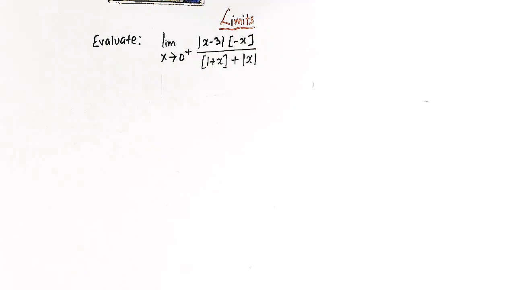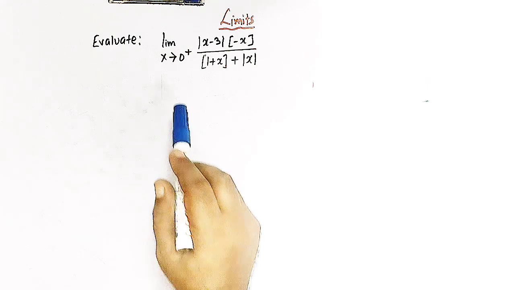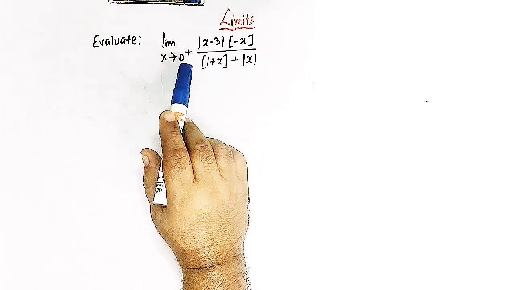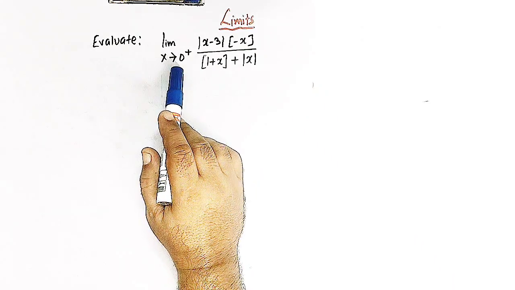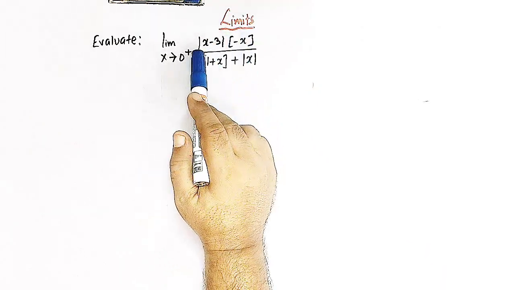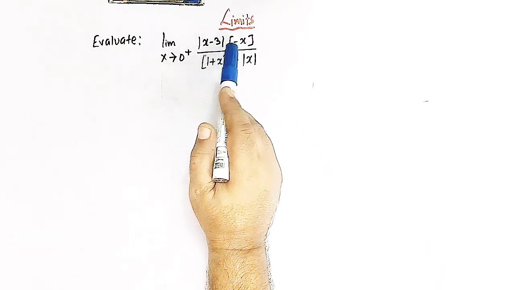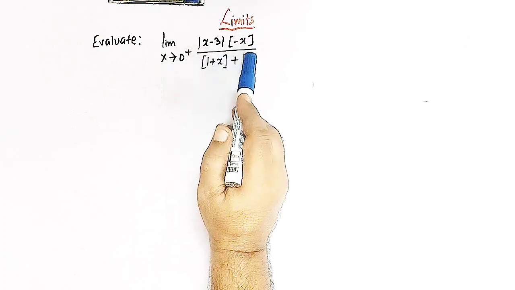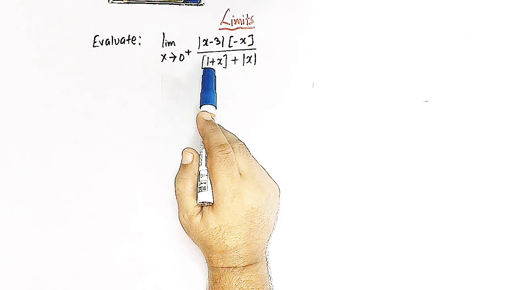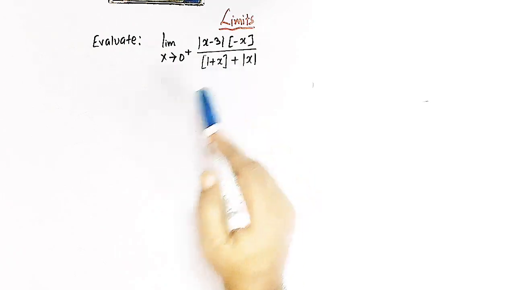Hello viewers, in today's session we are going to discuss another important problem from limits. In this session we are going to find out the right hand limit of this function when x approaches 0, and here the function is mod of x minus 3 multiplied with the greatest integer of minus x, divided by greatest integer of 1 plus x plus mod of x.